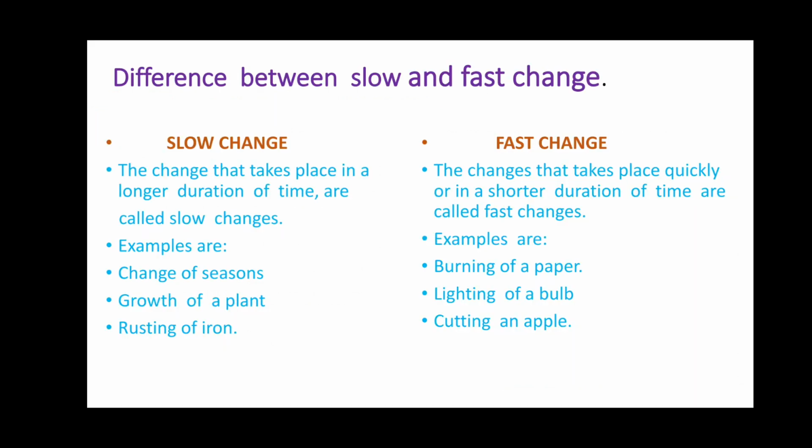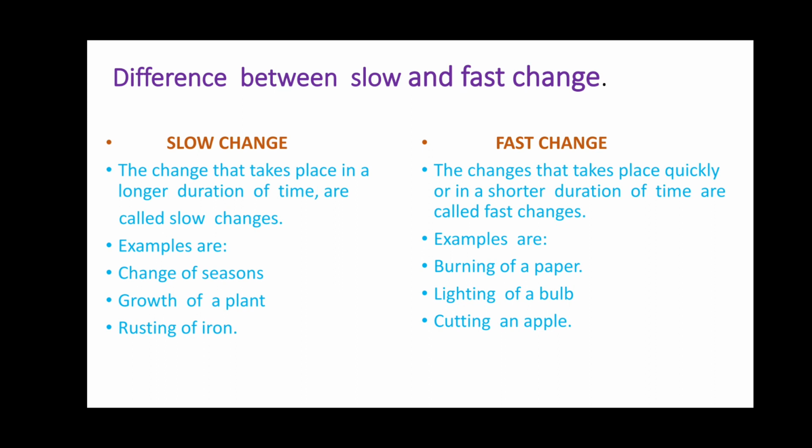Now, what is the difference between slow and fast change? Slow change, the change that takes place in a longer duration of time, are called slow changes. Fast changes are those that takes place quickly or in a shorter duration of time. Examples of slow change can be changes of seasons, growth of a plant, rusting of iron. Similarly, the examples of fast change are burning of a paper, lightning of a bulb, cutting of an apple. So these are the certain changes that takes place in our day-to-day life.